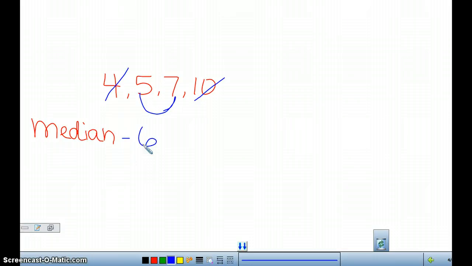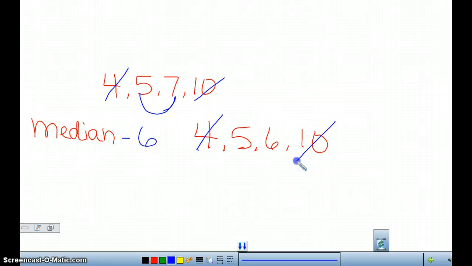Okay? Now, sometimes there are numbers that are close together, like this. Let's see, 4, 5, 6, 10. And here, if I get rid of 1 on each side, I'm left with 5 and 6. So my number between 5 and 6 is a decimal. My median then would be 5.5, 5 and 5/10.